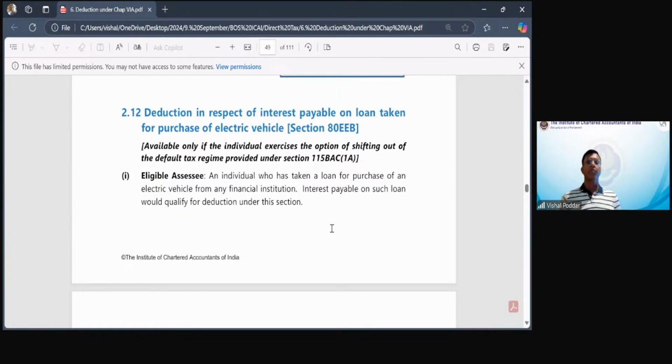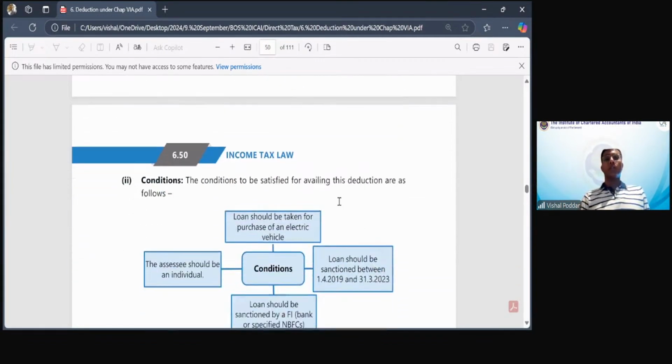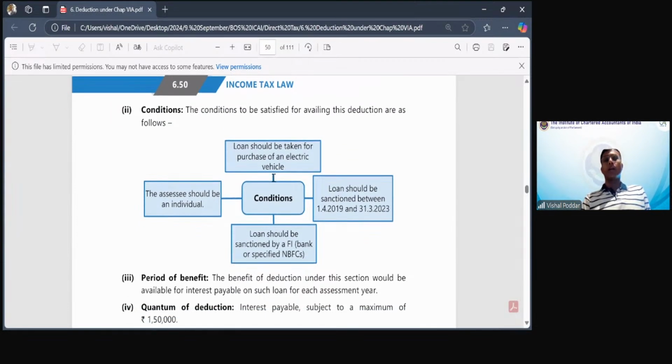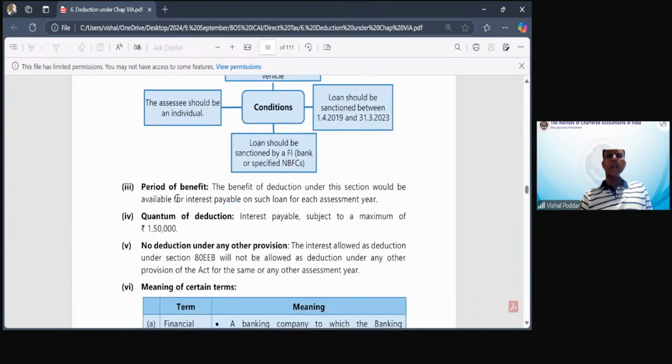So you have taken a loan for purchasing an electric vehicle. Now for such an electric vehicle, the interest that you would be paying on this particular loan is eligible for deduction. What are the conditions? Loan should have been taken for purchasing the electric vehicle. Loan is sanctioned between 19 to 23. Loan should be sanctioned by some financial institution or NBFC. You should be an individual, and the limit is 1,50,000 for the interest.